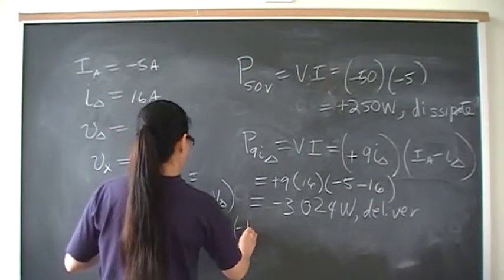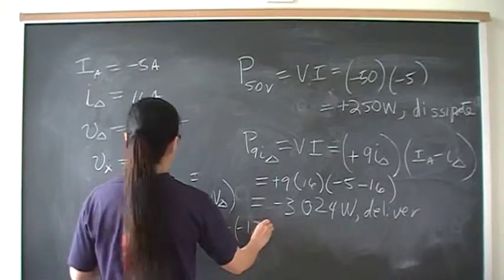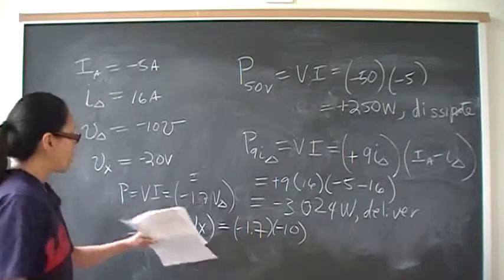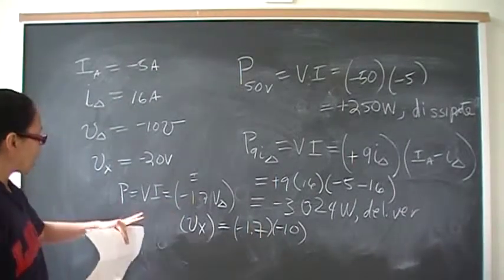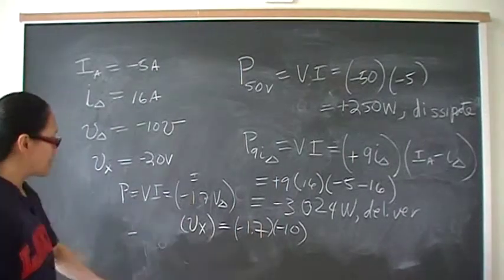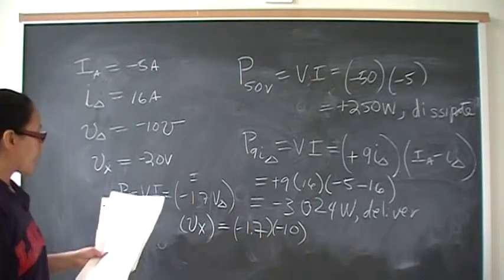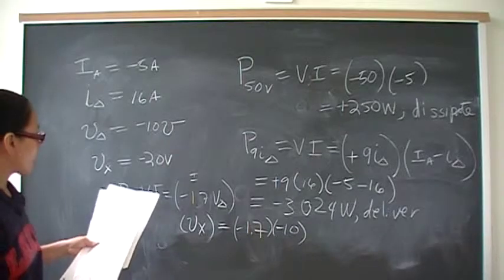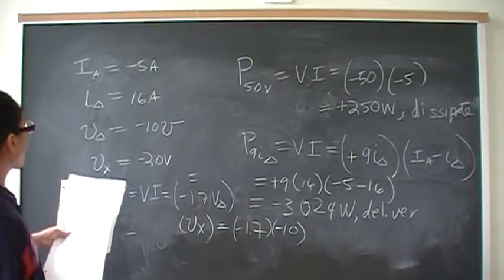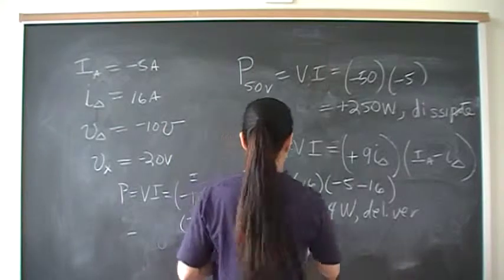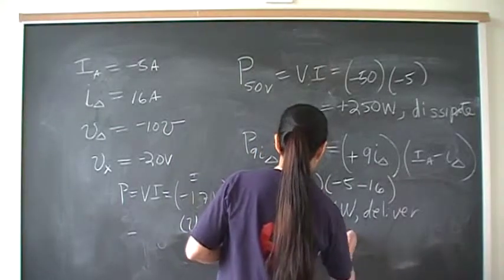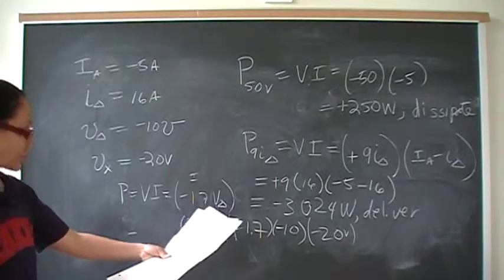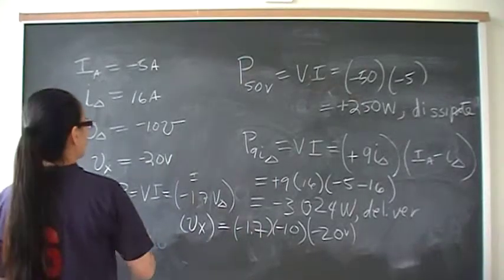So we got negative 1.7, the V delta is times negative 10. Okay, so that's the V, and then that's the I, excuse me, that's the value of the current. And the first terminal that it enters is a positive terminal. So for the Vx, we're going to take positive Vx, and positive Vx is negative 20. That was the value of that.